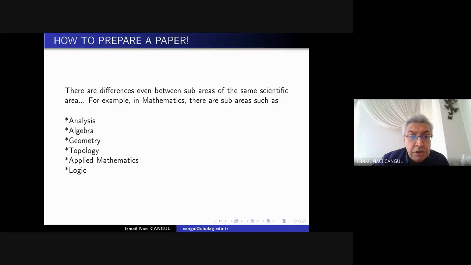There are sub-areas usually such as analysis, algebra, geometry, topology, applied mathematics, logic. Maybe there are some more. So in every scientific field, we have some sub-areas like this. Some sub-areas are growing every day, and some of them are getting lost because their importance is reducing, okay? So even between these sub-areas of each scientific area, there are differences.